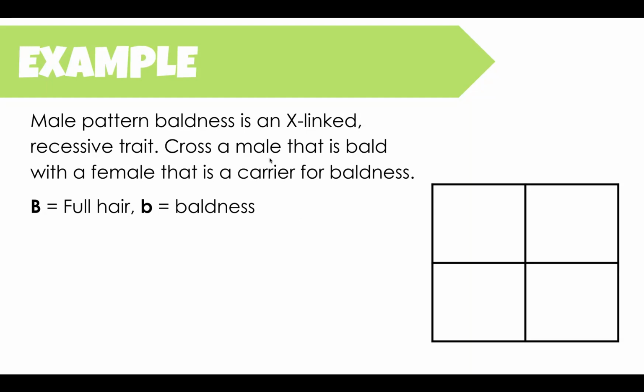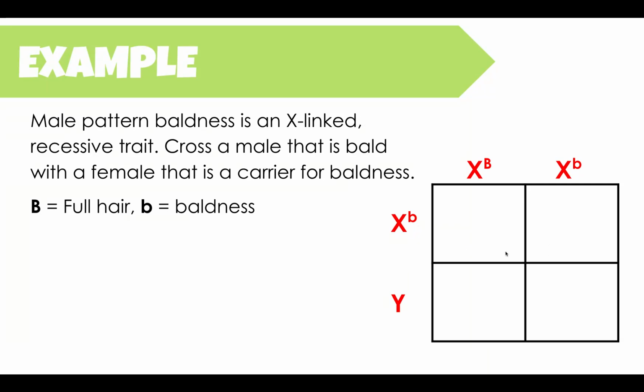So we need to create the genotype for the two parents. So we'll start with the female. So we know that she is a carrier, so we use the XX genotype. And because she's a carrier, she's got the big B and little b allele, meaning she has a full head of hair. The male genotype is XY, and on that X chromosome, we have the recessive allele for baldness, because we know that the male here is bald.